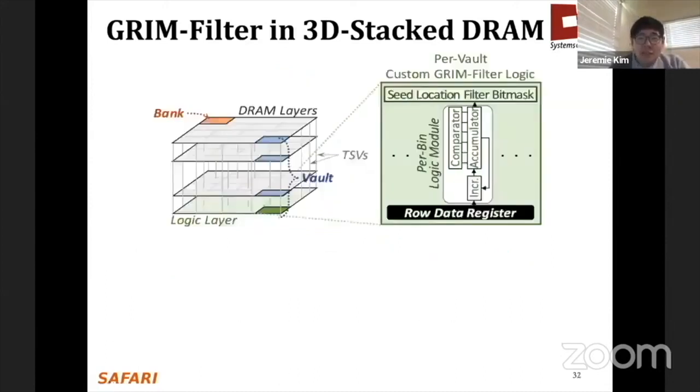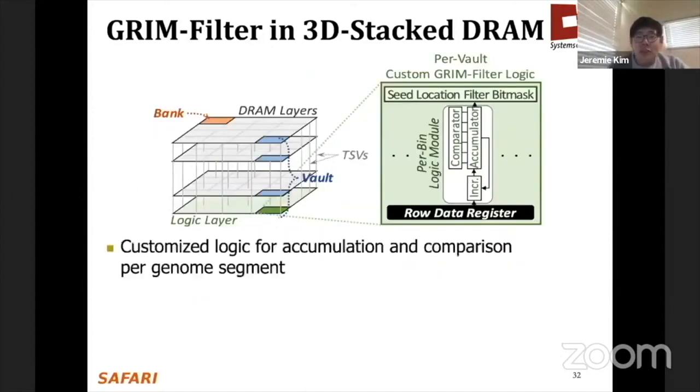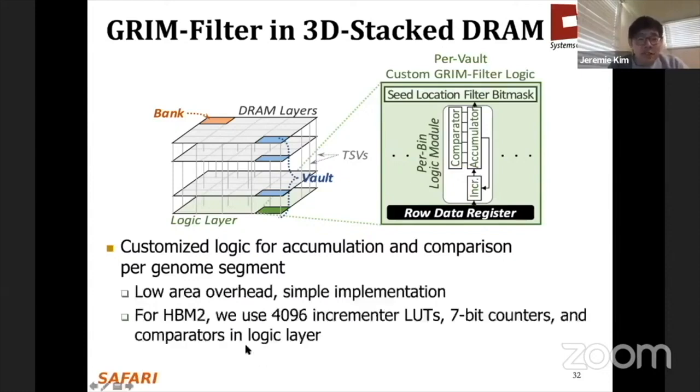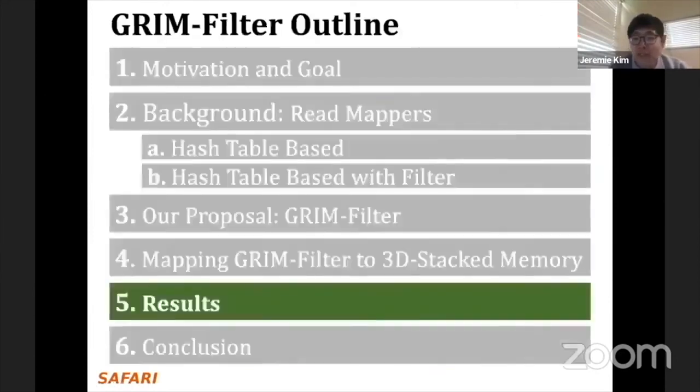So now let's look at the implementation of the logic in the logic layer. Grim-filter only requires a very simple design for enabling bit vector sum and threshold compare across many bins simultaneously: one comparator, one incrementer, one accumulator, and a buffer for each of the bins that we are checking in parallel. This results in very low overhead and ease of implementation. For example, in HBM2, we use 4,000 incrementer LUTs, 7-bit counters and comparators in the logic layer, which is very simple to implement. And of course, there are details in the paper. So now let's get into the results.